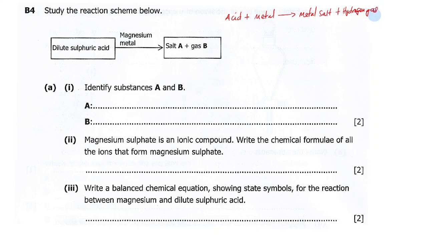In this case, you are given the acid H2SO4, sulfuric acid. Then which metal do you have? You have magnesium, whose symbol is Mg from the periodic table. If these two react, these are displacement reactions. Magnesium displaces the hydrogen from the acid, so it stays there as magnesium with the sulfate ion, and the hydrogen comes out as H2. So in part 1, when they say identify substances A and B, salt A is magnesium sulfate, and gas B is just hydrogen gas.